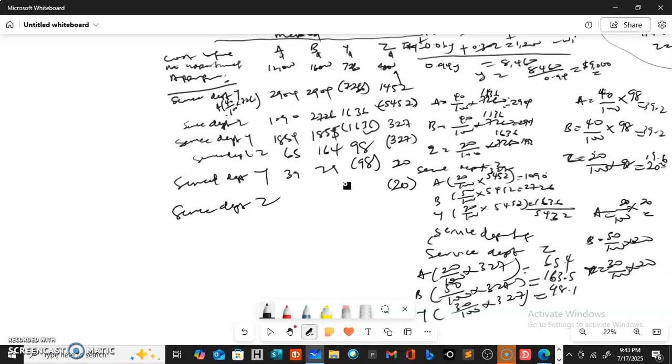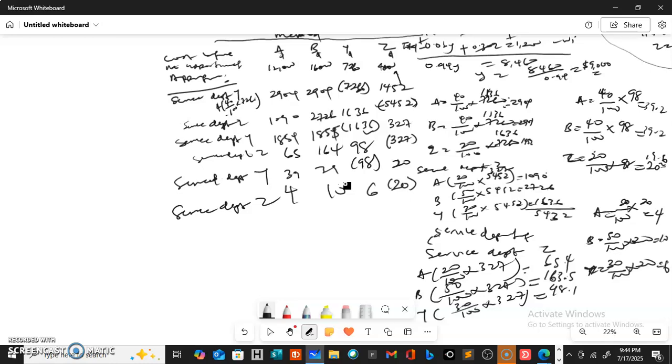Okay, so let us do the calculation. 0.20 multiplied by 20 gives us 4. 0.50 multiplied by 20 gives us 10. And 0.30 multiplied by 20 gives us 6. So let us go ahead and write them here: 4, 10, and 6.